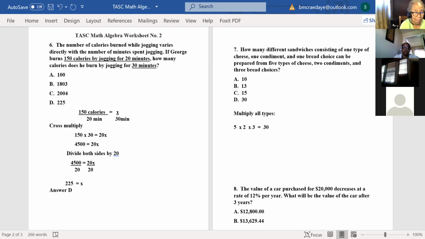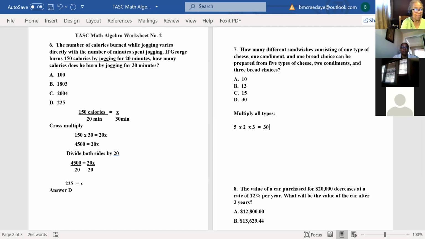But there's another way to do it that's longer, and it's called a tree structure. Now, give me that tree structure, okay. The easiest way is just to multiply everything, get 30. But I want you to understand the tree structure. You have 5 cheeses, you have 2 condiments, and you have 3 bread choices.